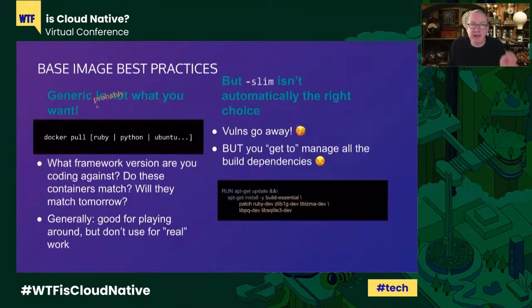Well, that generic runtime image is probably not what you want for production use cases. For a start, it's hard to tell which framework version they might be following. So that could change in the future, and you might not know that it's changed. But slim isn't automatically the best choice. You get fewer vulnerabilities, but then you might need to start managing your build dependencies because things aren't installed in slim. It's got a much smaller amount of software in it.